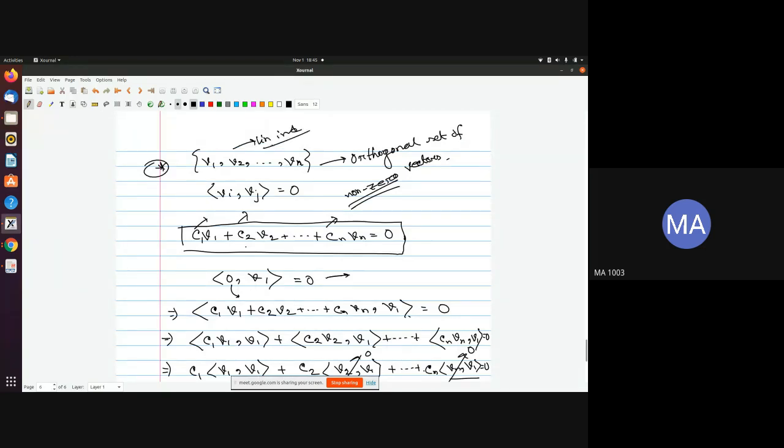Is it clear? That's why when we have an orthogonal set of non-zero vectors, they are linearly independent, right? Correct? Is it clear to everyone? Yes, sir.